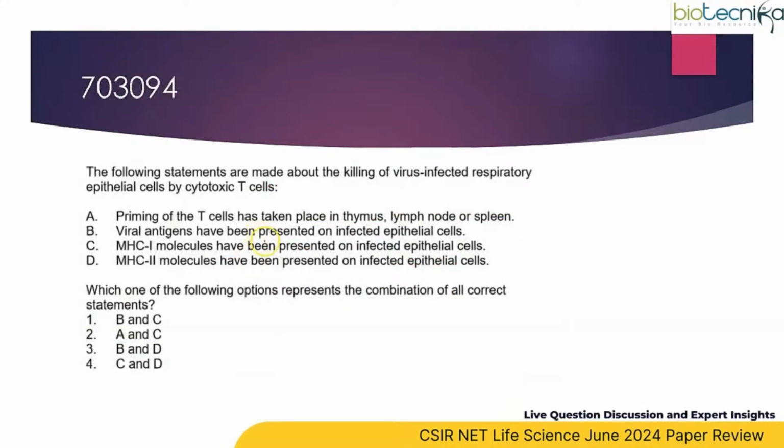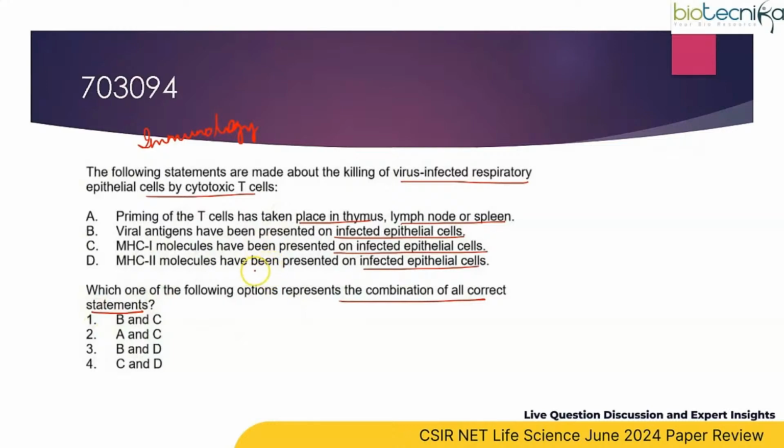Now we come to the last question from evening session. So the following statements are made about the killing of virus-infected respiratory epithelial cells by cytotoxic T cells. So again, if you see, this question is from immunology. A, priming of the T cells has taken place in thymus, lymph node or spleen. B, viral antigens have been presented on infected epithelial cells. C, MHC1 molecules have been presented on infected epithelial cells. D, MHC2 molecules have been presented on infected epithelial cells. So which one of the following options represents the combination of all correct statements?